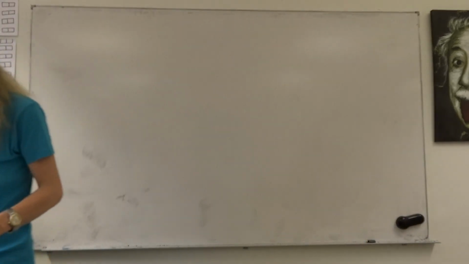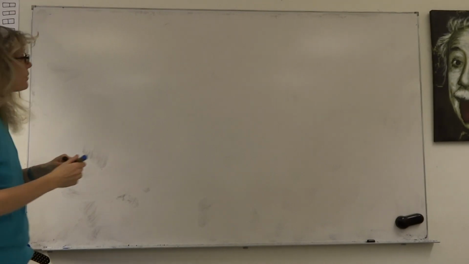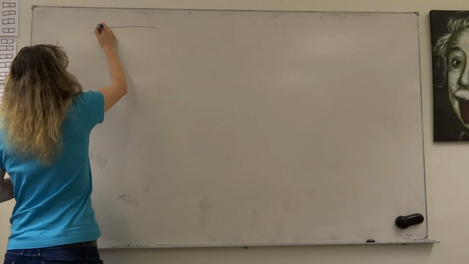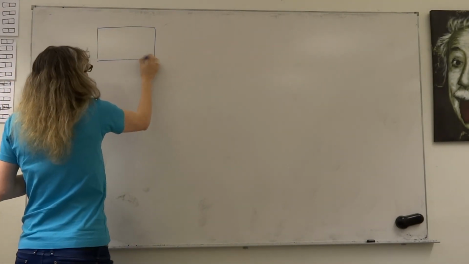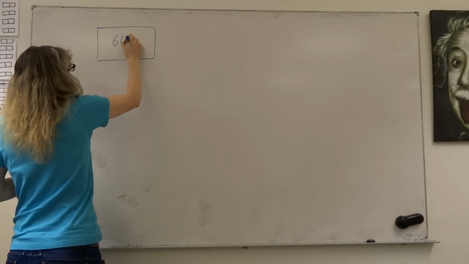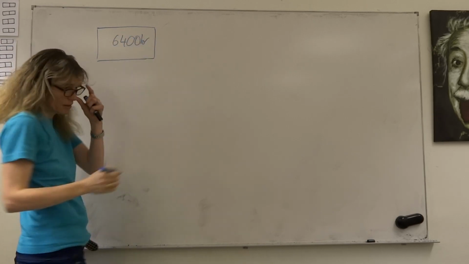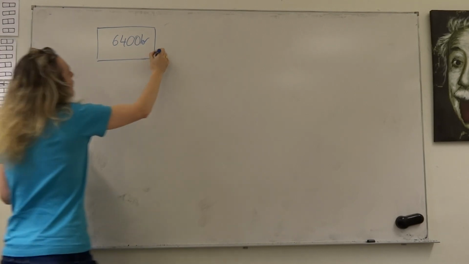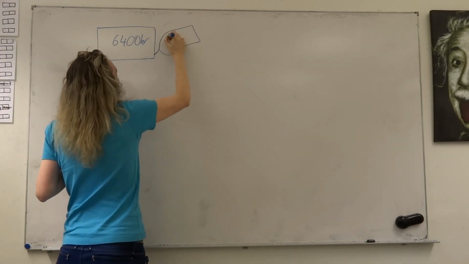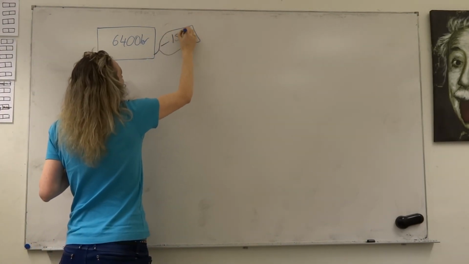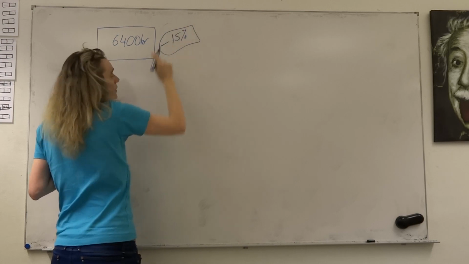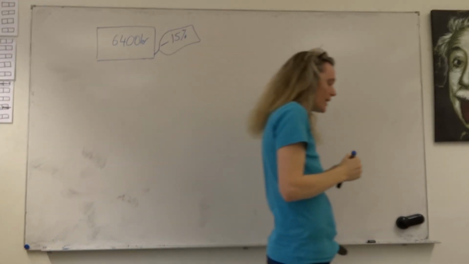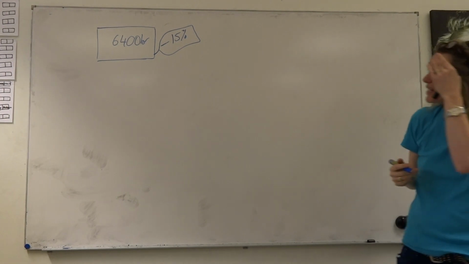Then our final one is, we're going to buy a TV now. Ordinary price 6,400 kronas. But just to you, my friend, sale price minus 15%. Okay? Minus 15%. What's the easiest way to do this one?